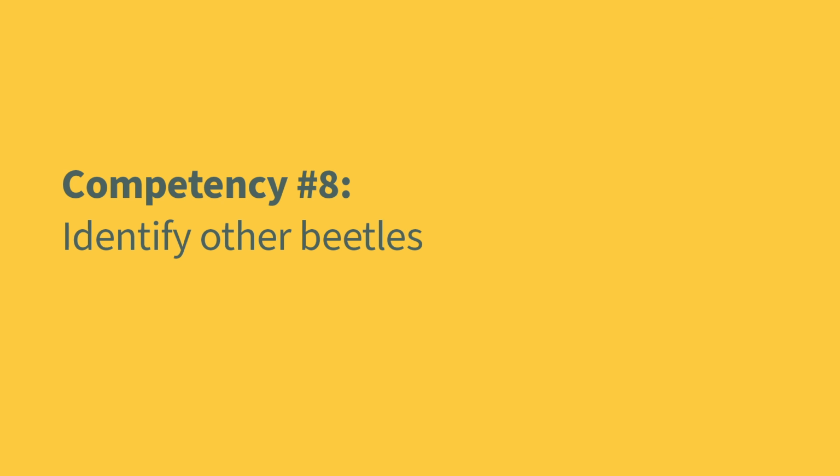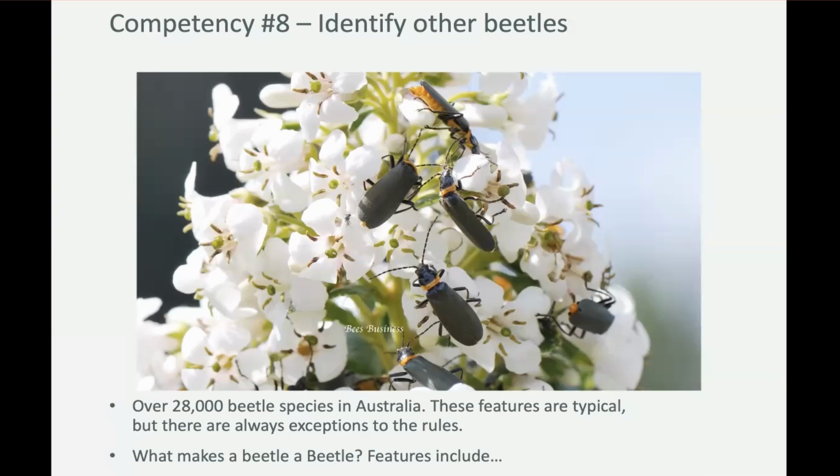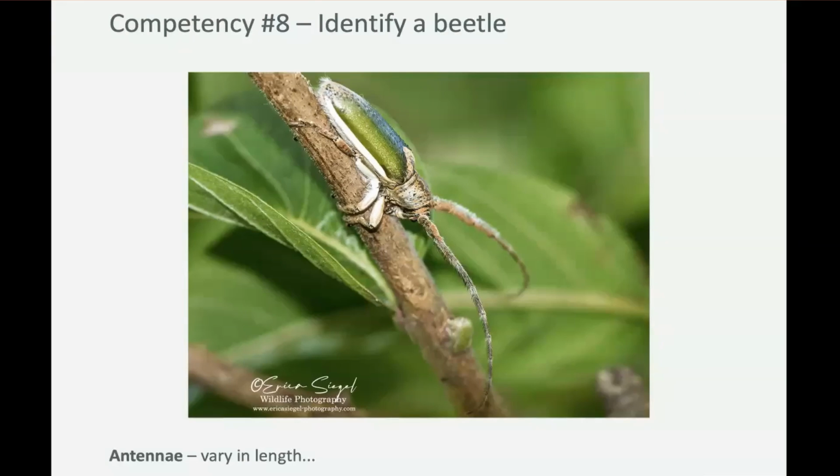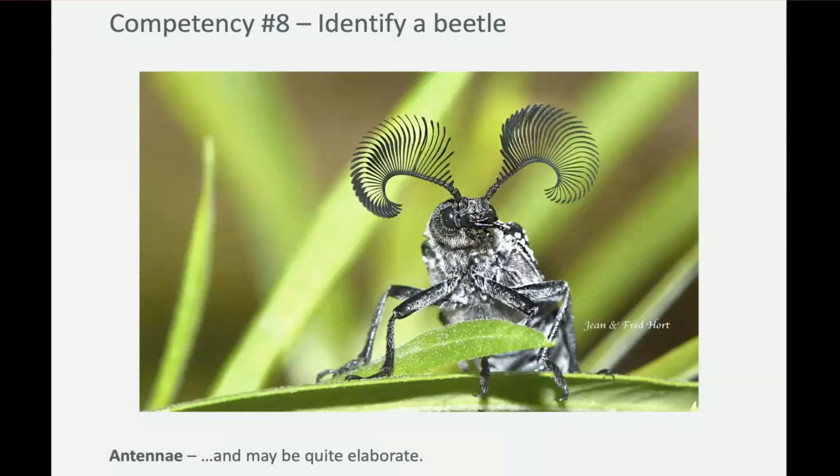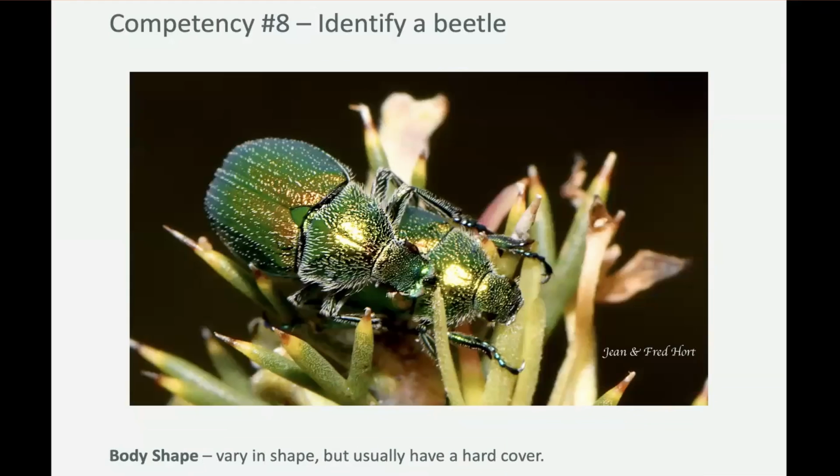Competency 8. Other beetles. There's over 28,000 species of beetle in Australia, and these features are typical, but of course, there's always an exception to the rule. So what makes a beetle? They've got antennae that they can have long ones, short ones, frilly ones, all sorts of ones. So don't go by the antennae. As I said, they might have beautiful, elaborate ones, and others just might not have any that you can see at all.